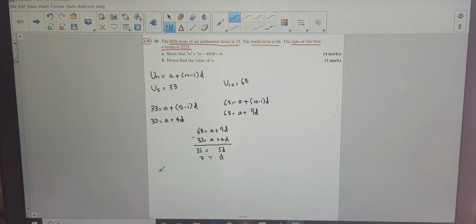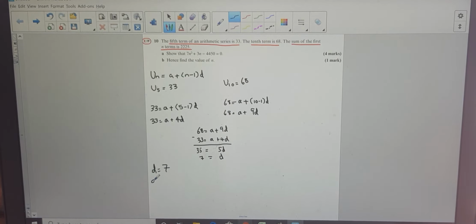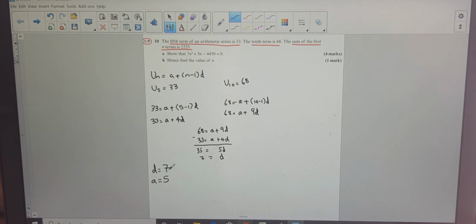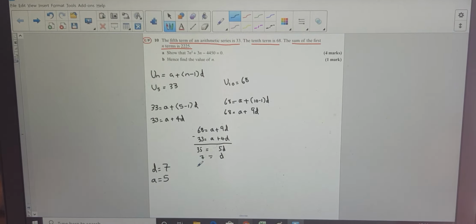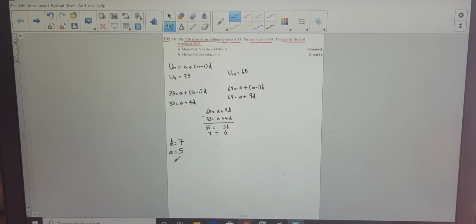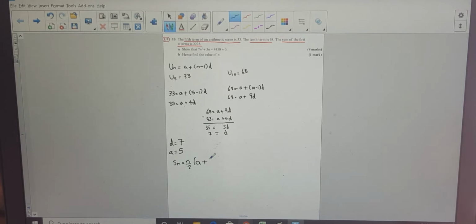So I now know that D equals 7 and A equals 5. Well, that opens up a lot of doors for us because the formulas typically require A and D. So what two formulas have we got? Well, let's look at the sum of the first n terms. I can use one of two formulas. I can use Sn equals, let's start with this one, n over 2 times the sum of A and L. I'll make that clear that that's an L.